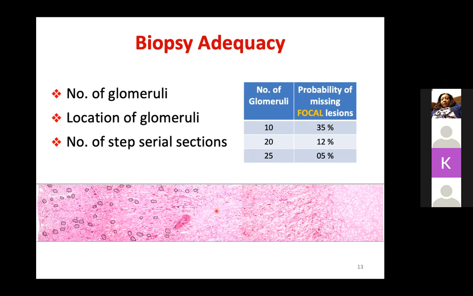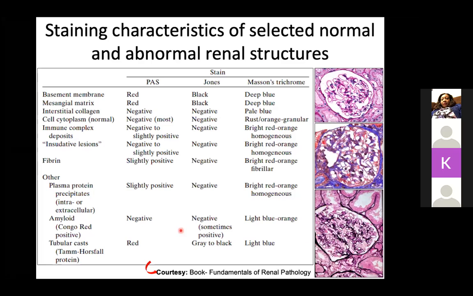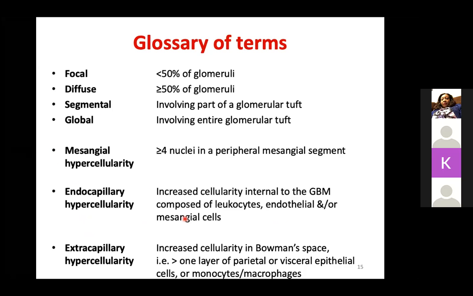Can you see these rounded black dots, the circles? These are the glomeruli. So if I want to see all the glomeruli, I need to have these many sections seen at different points. The rounded things are glomeruli, and the rest of the thing is tubules, and one blood vessel is seen here. These are different kinds of stains. I shall show you examples and then talk about it.